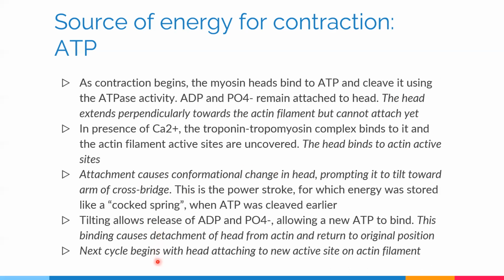The next cycle begins with the head attaching to a new active site on the actin filament. So once it has pulled the actin filament along, the cross bridge returns to its original position. But as the actin filament has already moved along the myosin filament, a new active site is now open for the cross bridge to bind to and again pull back using a power stroke.